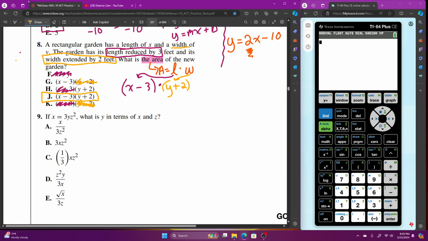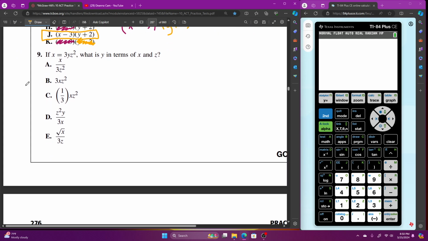And I think for tonight, I'm just going to get 2 more questions in, and then in class tomorrow, we'll go a little farther. Question number 9 says, if x equals 3yz squared, what is y in terms of x and z? So step 1, I'm going to rewrite it. X equals 3yz squared, and we want to get the y. What is y? Isolated, y by itself.